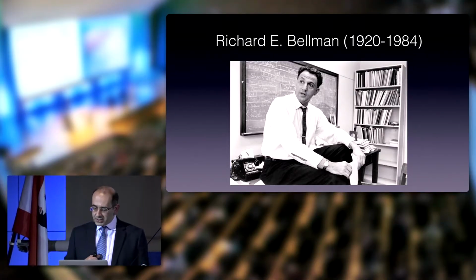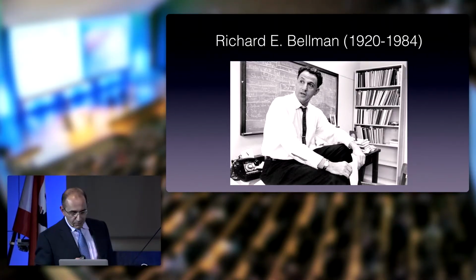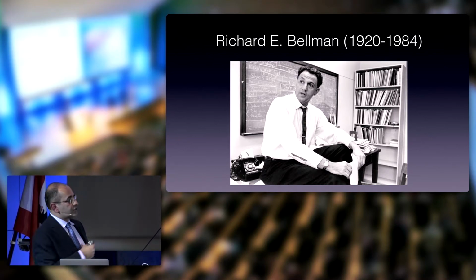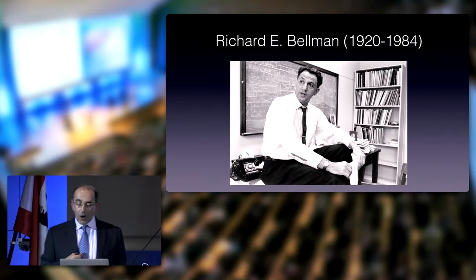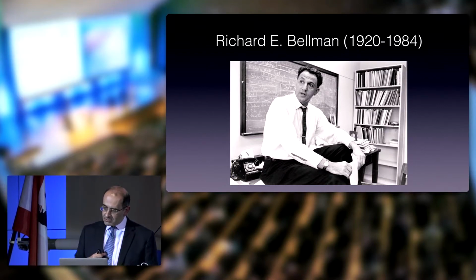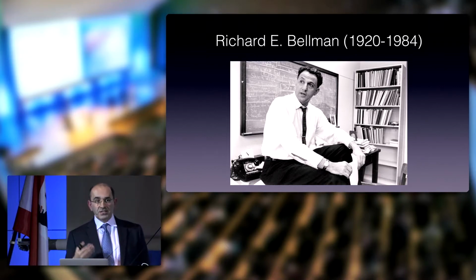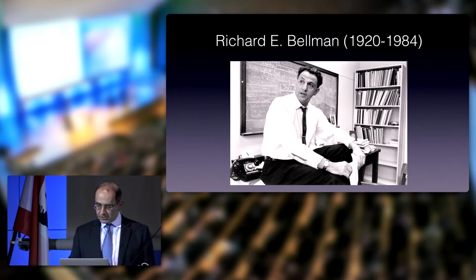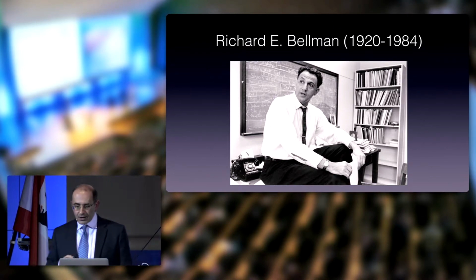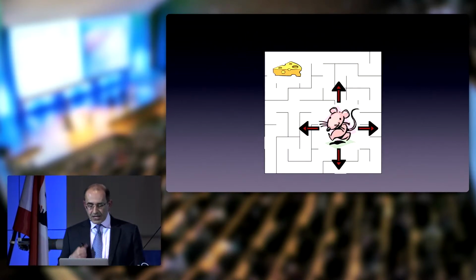So the first equation is known as Bellman's equation. And it's due to this American engineer, Richard E. Bellman, who you see here. Bellman's equation tells us how both biological organisms and artificial machines could take actions or make decisions so as to maximize long-term rewards. So let me explain that with an example.